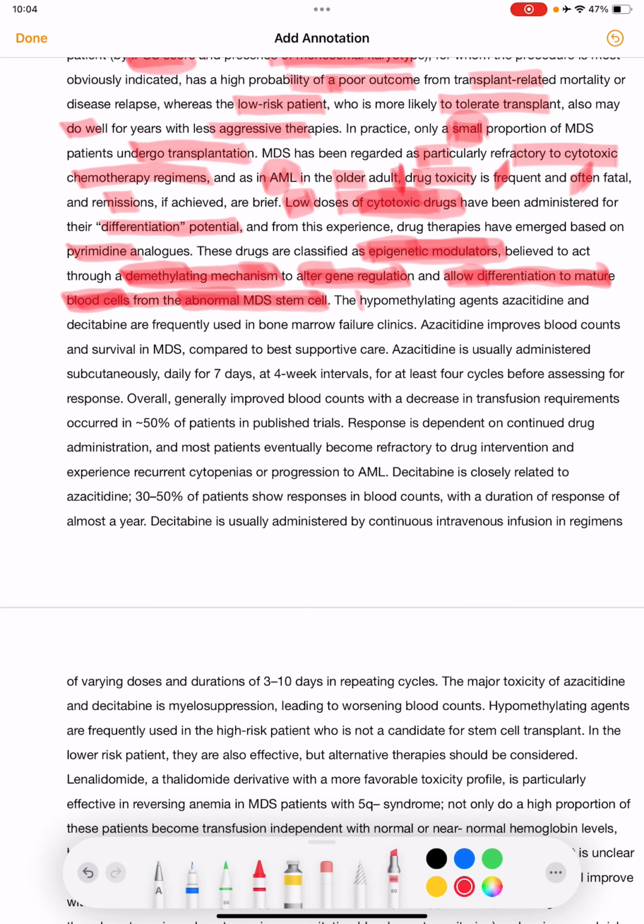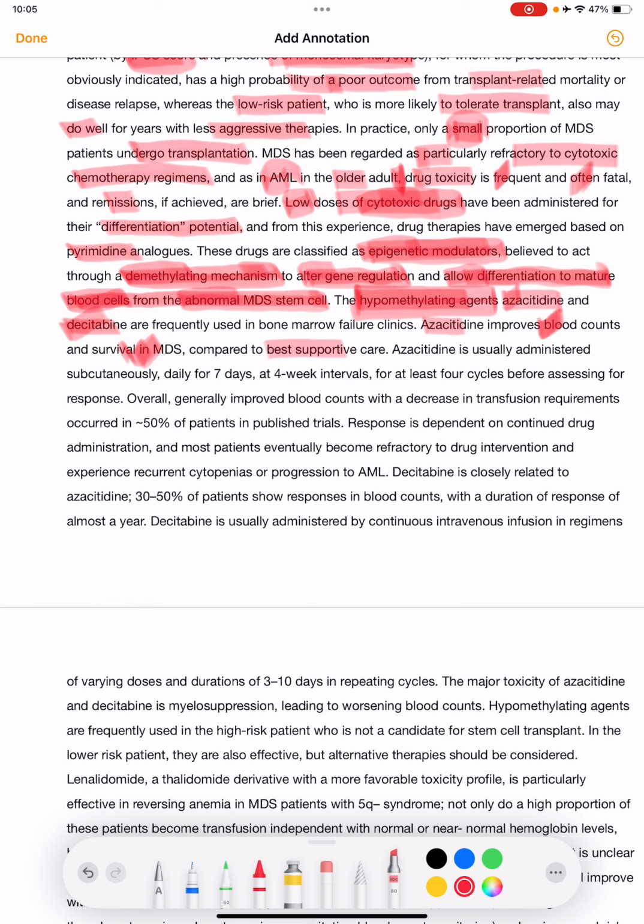The hypomethylating agents azacitidine and decitabine are frequently used. Azacitidine improves blood counts and survival in MDS compared to best supportive care. So if the choice is supportive care or azacitidine, it is obviously azacitidine, because it improves blood counts and survival in MDS.